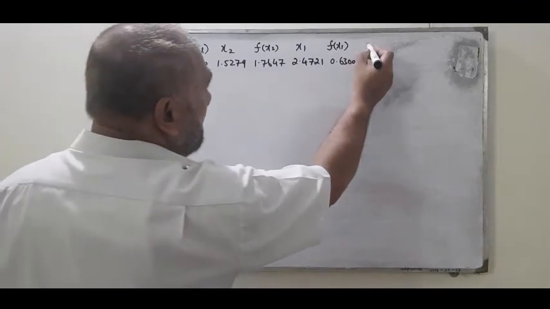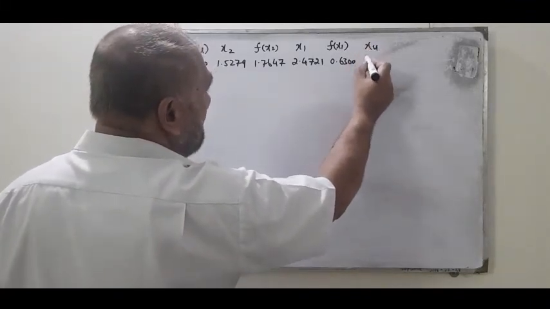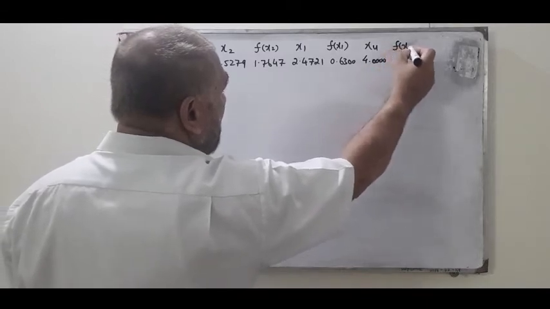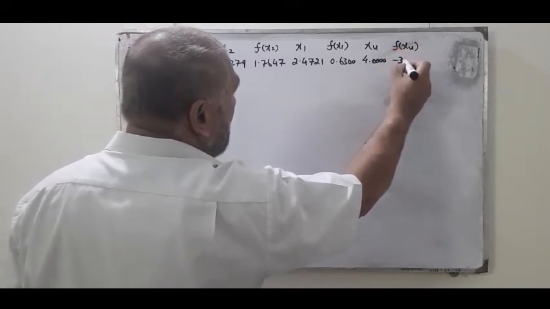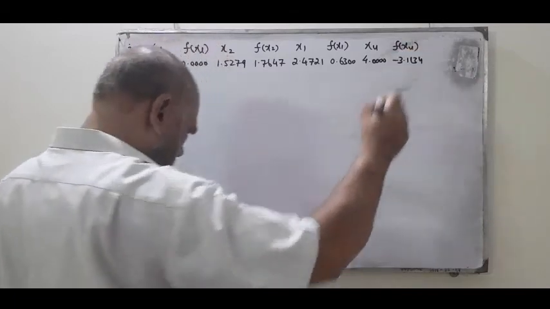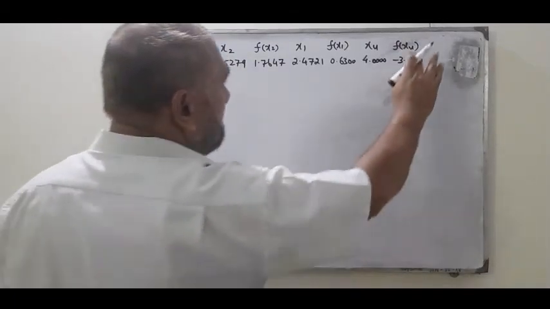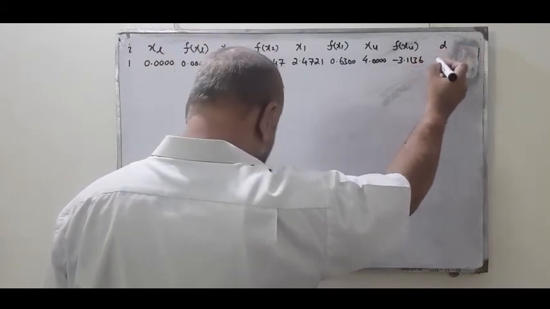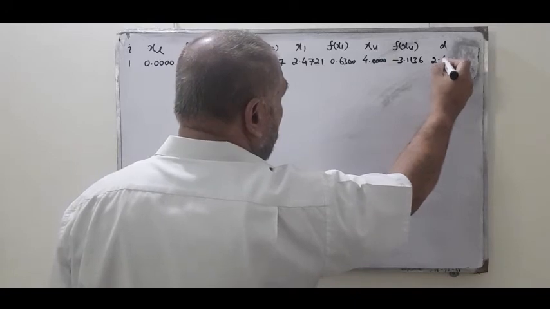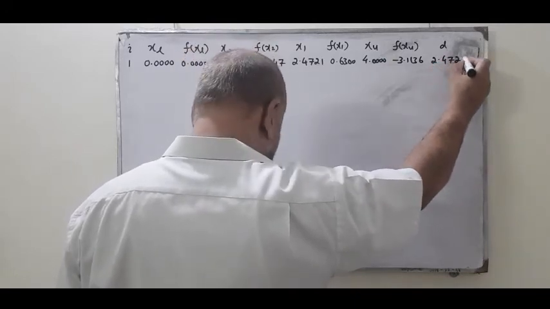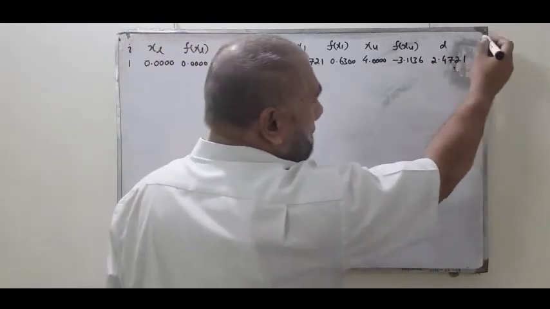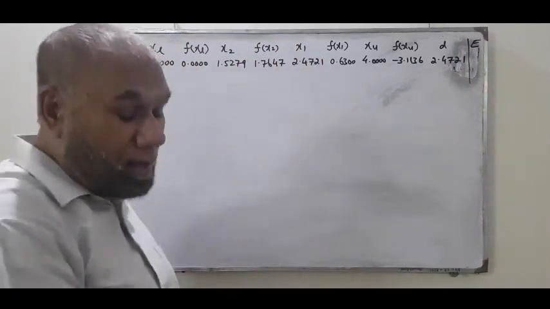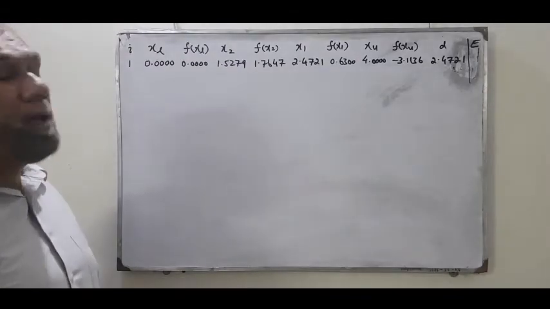And the right hand boundary xu, this was 4, and we have calculated the function's value at xu. This was minus 3.1136. And lastly, we calculated d. So in this case, d was 2.4721. And there is one more column, due to the lack of space, and this is the column which contains the error. How do we calculate the error?